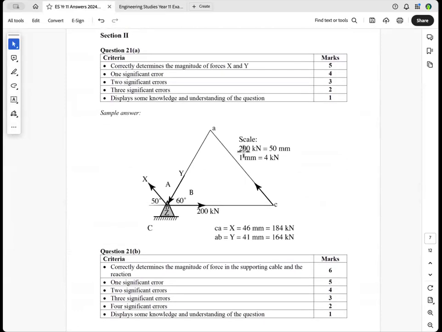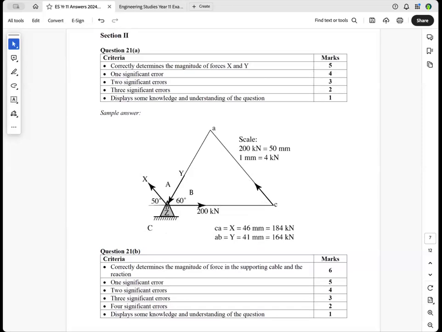So I've used a scale of 200 equals 50 millimeters and get it down to 1 millimeter. And I've used Bow's notation here. A goes between that force and that force, B between that one, and C around here. So this force is AB, that force is BC, and that force is CA. And you just draw your force diagram using that scale, and you'll get those answers.